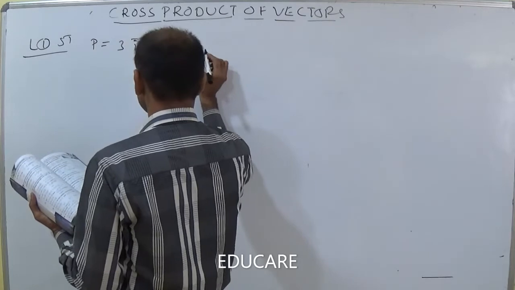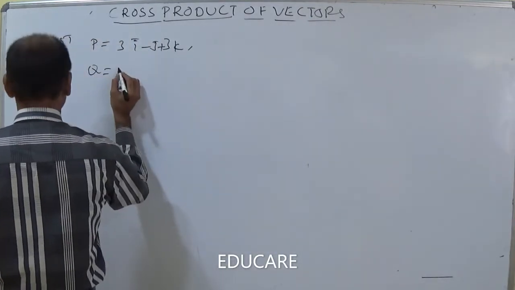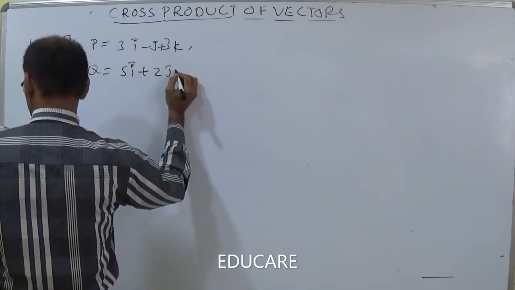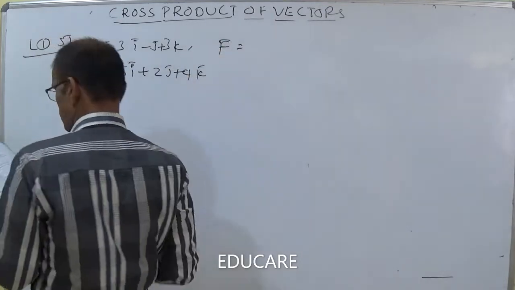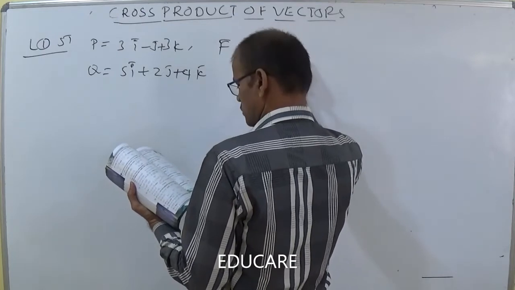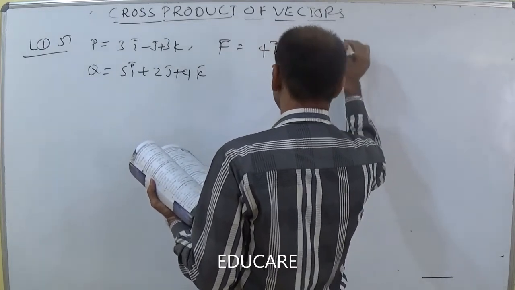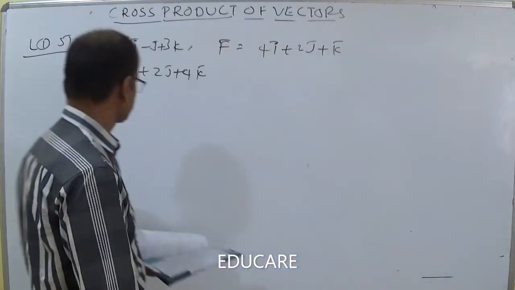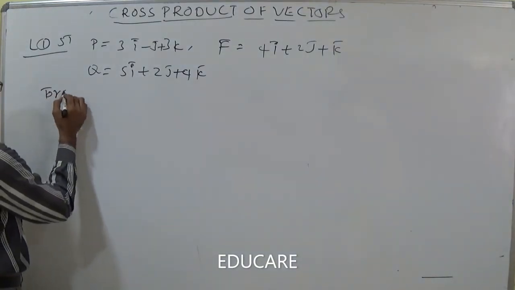Next, the force is applied through the second point, given as 5i plus 2j plus 4k. Force F is given as 4i plus j plus k. First of all, try to understand the question: read carefully what data is given and what we should calculate. Here we should calculate torque.